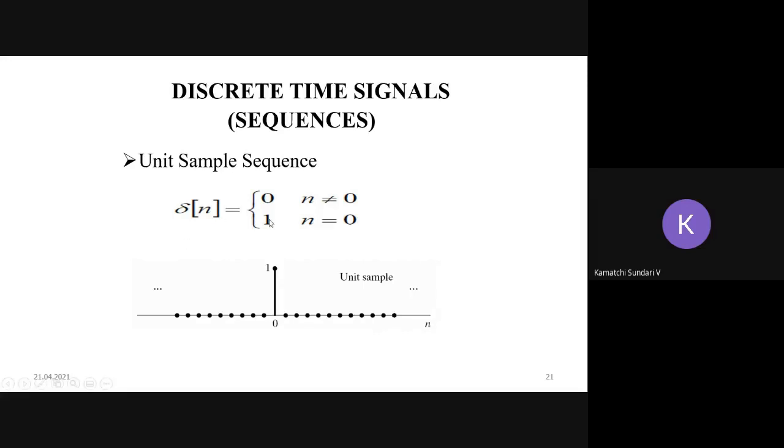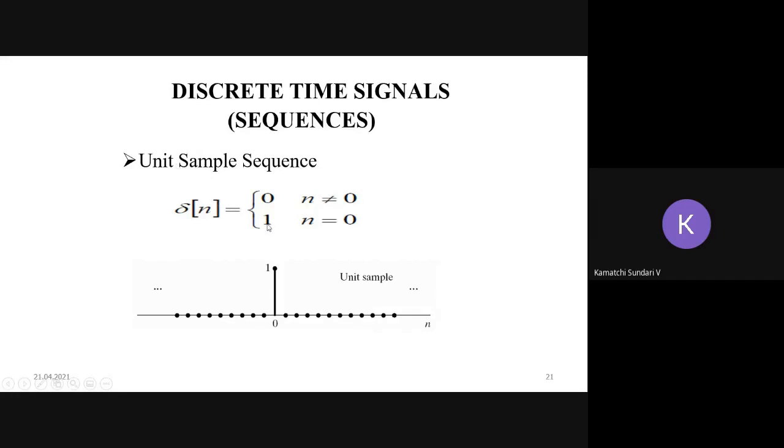So the amplitude of the unit sample sequence, unit sample in the sense the amplitude value is equal to 1. So if you want to have any other amplitude value, then the unit word should be removed here. So sample sequence. So unit sample sequence here.